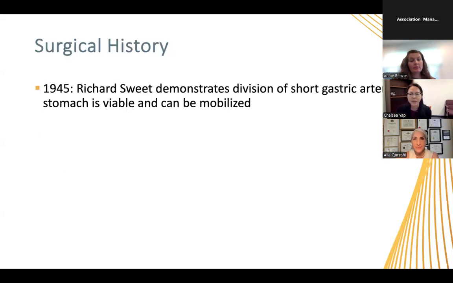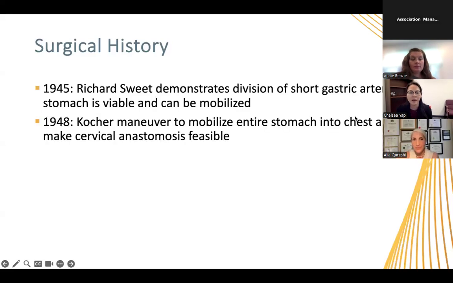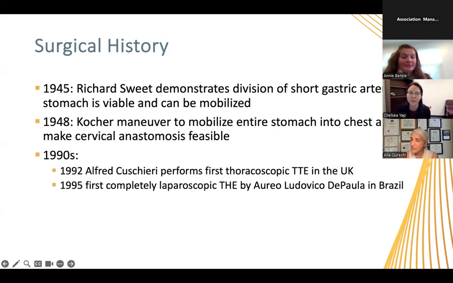And then just some other surgical advances that helped transform the esophagectomy. Dr. Richard Sweet demonstrated that division of the short gastric arteries would still leave a viable stomach that could be used and mobilized. The Cochrane maneuver demonstrated that a cervical anastomosis was feasible, gaining more length on the conduit.